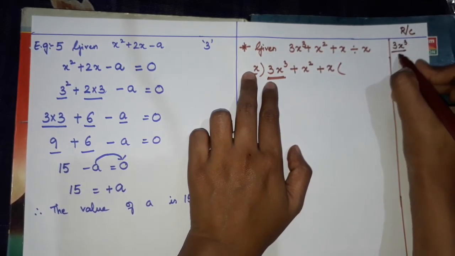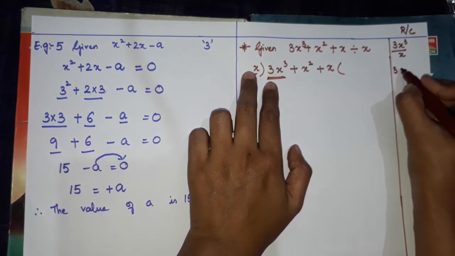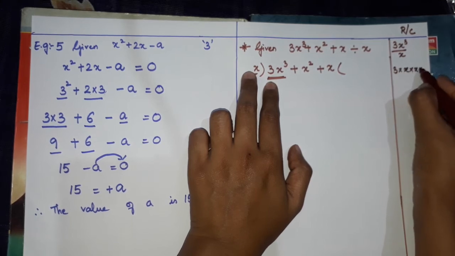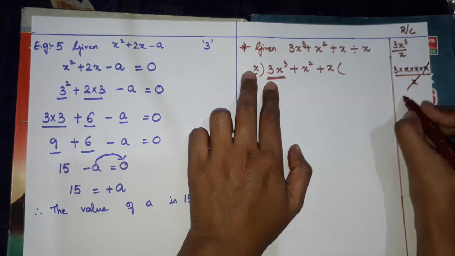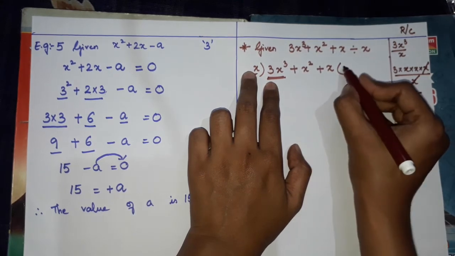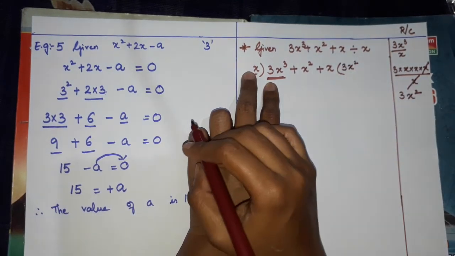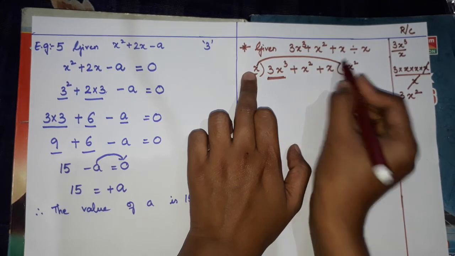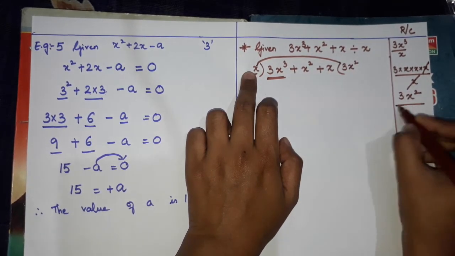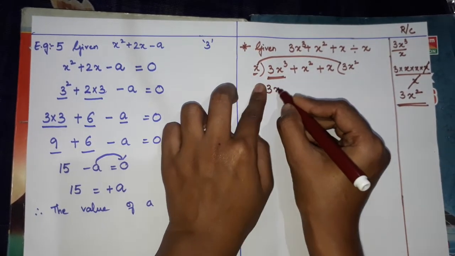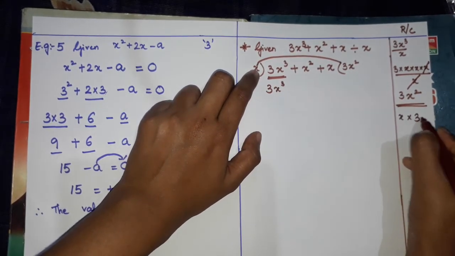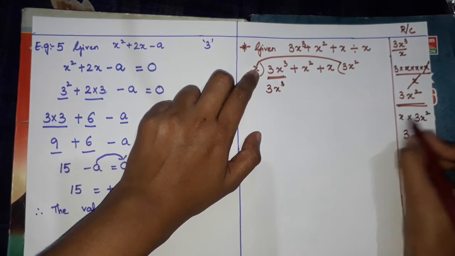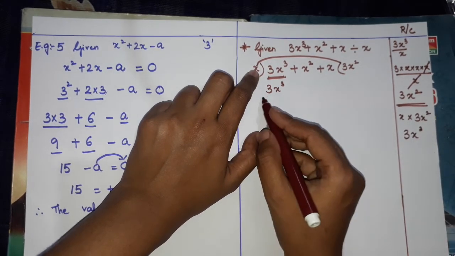3x cube divided by x, children. 3x is how many times? 3 times, 1, 2, 3, by x. X gets cancelled. What am I remaining with? 3. How many x are there? 2 are there. x square. So I have to write 3x square here. Then I should multiply x into 3x square. x into 3x square will give you what, children? 3x cube it will give. 3 times x cube, 3x cube.